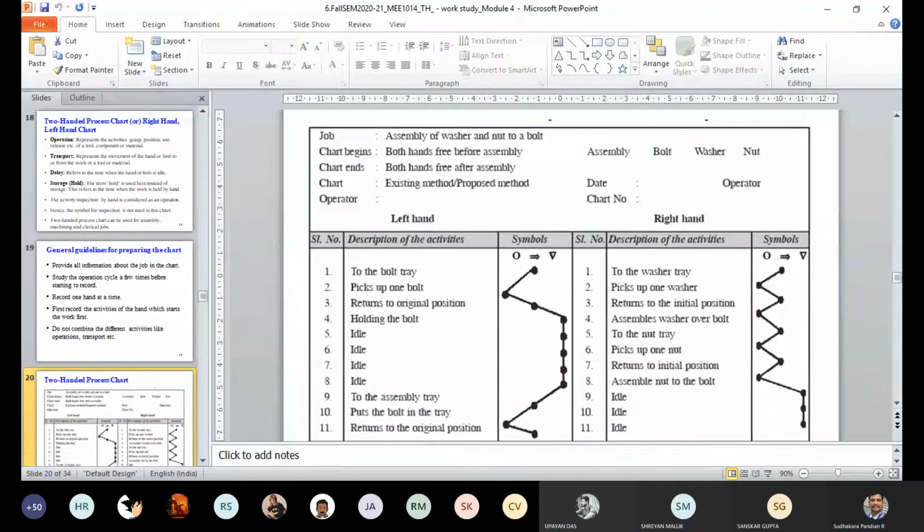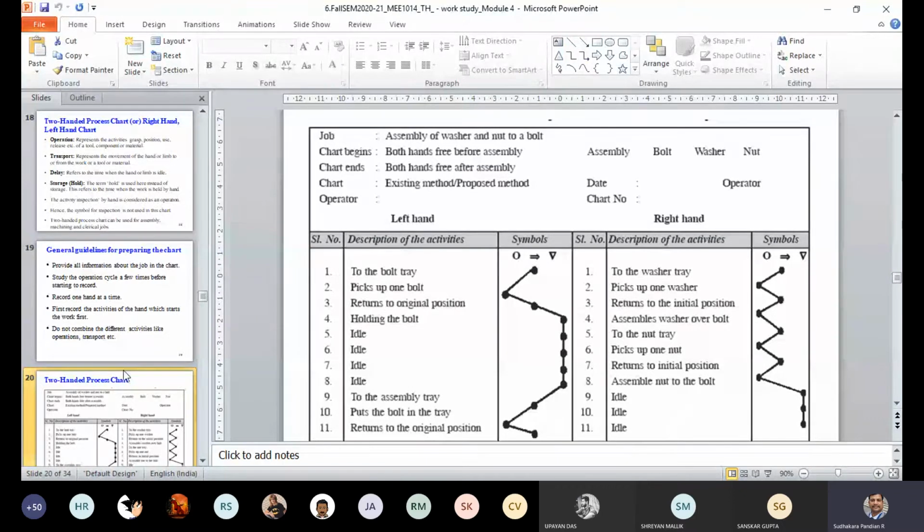Any other doubts now? Anyone? Shanskar Gupta, Shreyan Malik, Shankameshwar, Upayan Das, Rangola Manohar. No, sir. Okay.